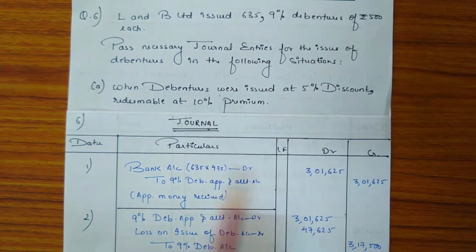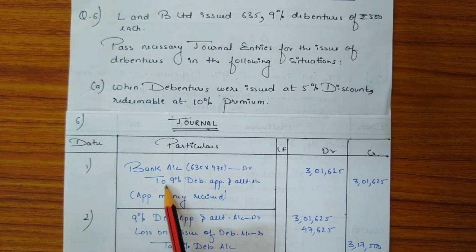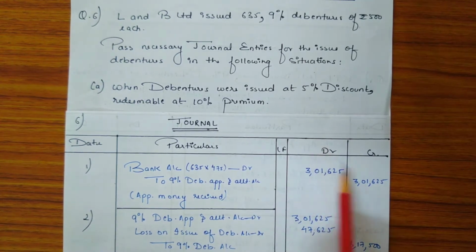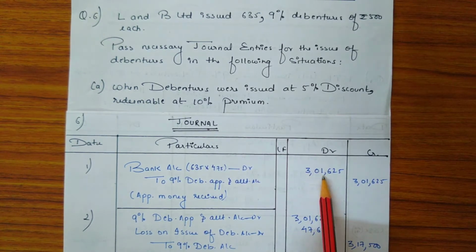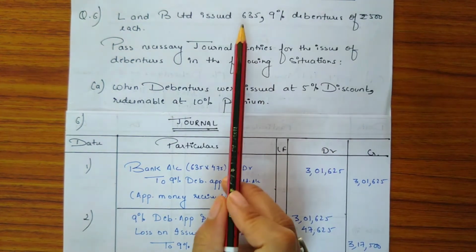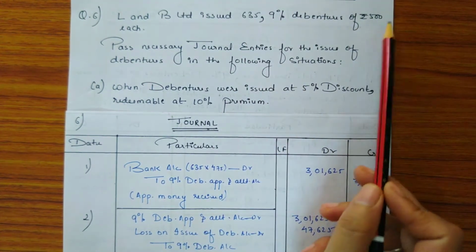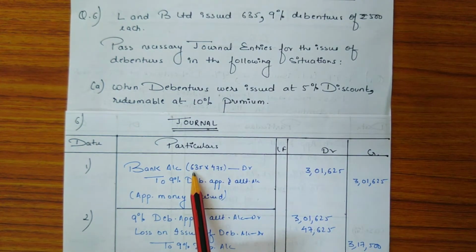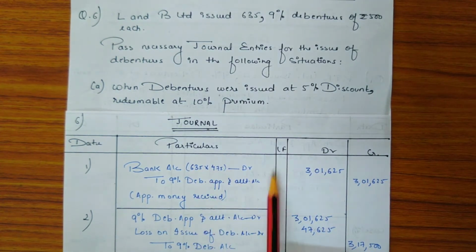475. So the entry for application money received will be bank account debit to 9% debentures application and allotment account. And the amount will be 3,01,625. Amount is calculated as 635 debentures has been issued and the issued price after discount was 475. So 635 into 475 is 3,01,625.